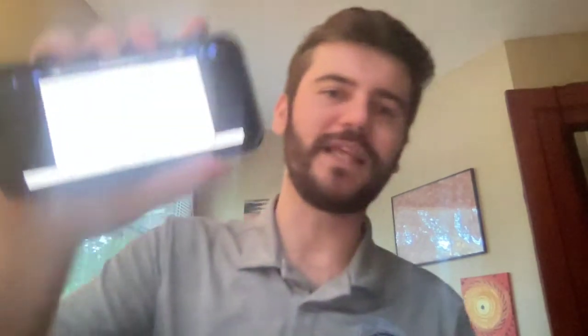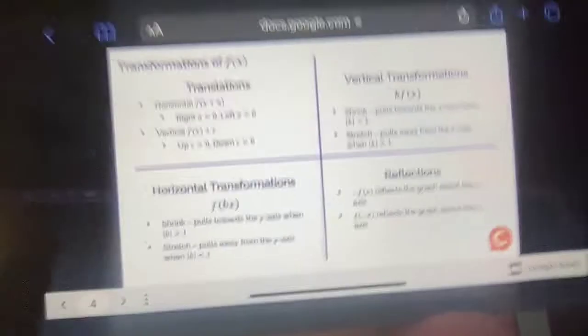This is when I would put up slide number 4, which is the description of the 4 major types of transformations. So, class, what you see in front of you right now is the 4 types of transformations that we have talked about throughout this year. And what I would like us to do is give an example of each quadrant before we talk about periodic functions. So let's start out with the top left quadrant, which says translations.